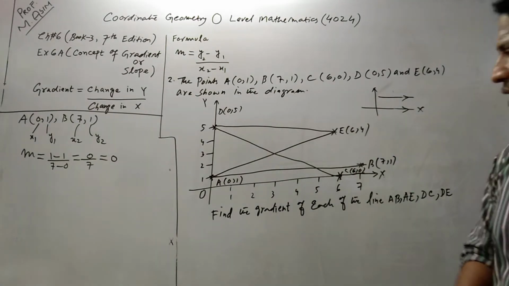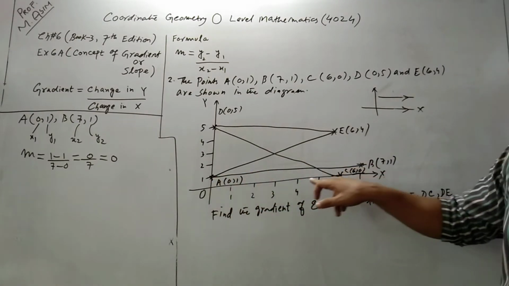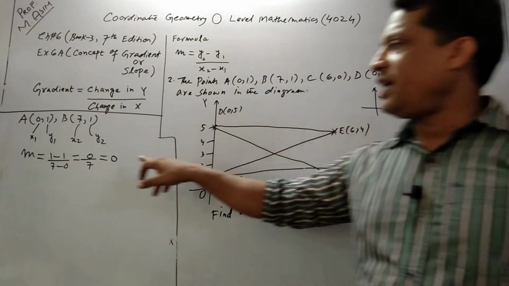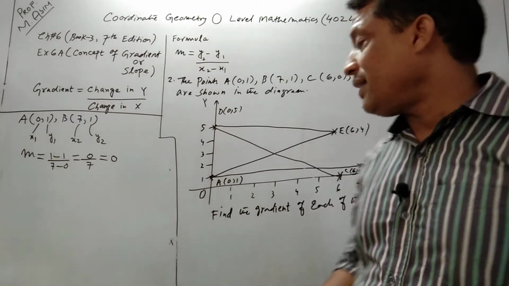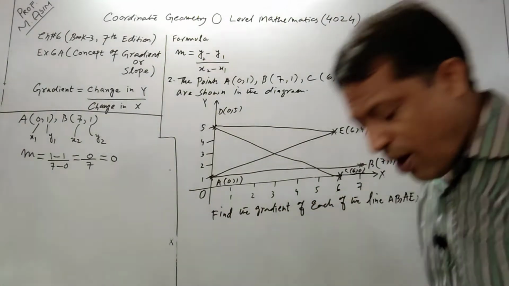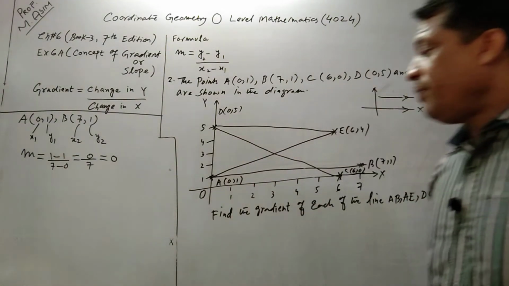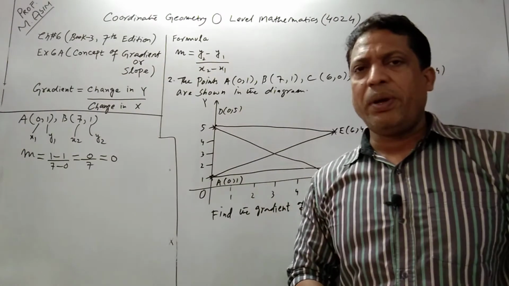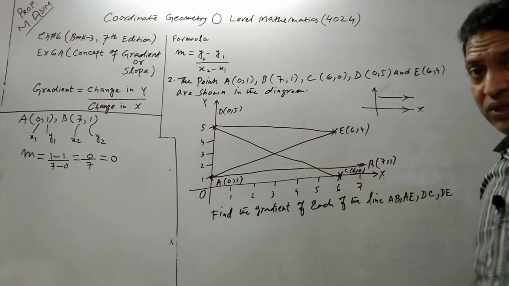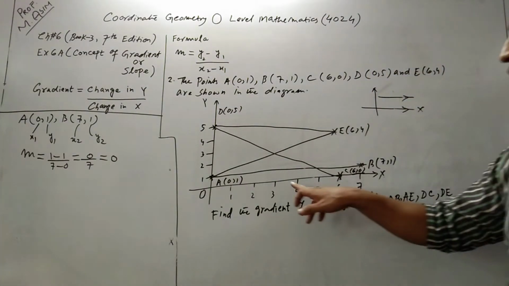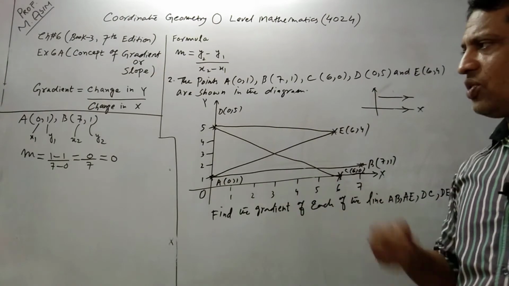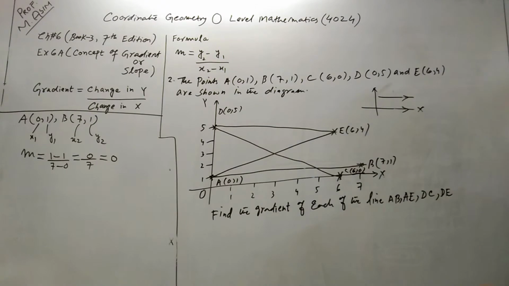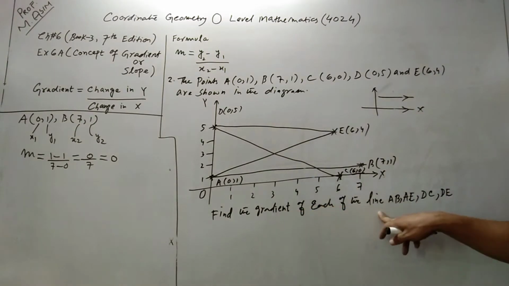And you can see carefully, line AB is parallel to the x-axis. Therefore, the gradient is 0. No need to find it. In this case, you have to find the gradient, but in coming exercises and in more complicated questions, whenever you see a line which is parallel to the x-axis, you always say the gradient is 0. Hope you understand. See next, find the gradient of each line.